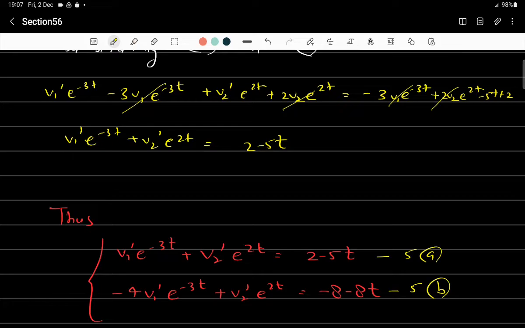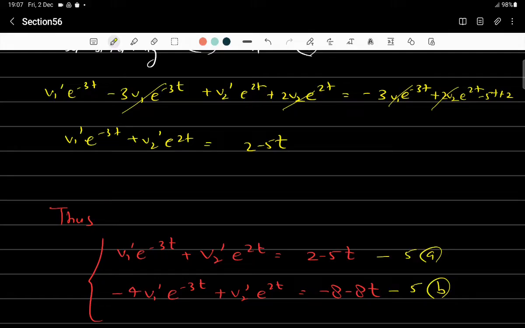Now, one observation here is that when I got 5a and 5b, they don't have any term of v1 and v2. If they had terms of v1 and v2, then we could not solve it, because right now it becomes a non-homogeneous system of equations with two unknown variables v1 dash and v2 dash. It can be easily solved. But if it had, for example, v1 e raised to the power minus 3t, then we could not solve it. But technically there would not be any term of v1 and v2.